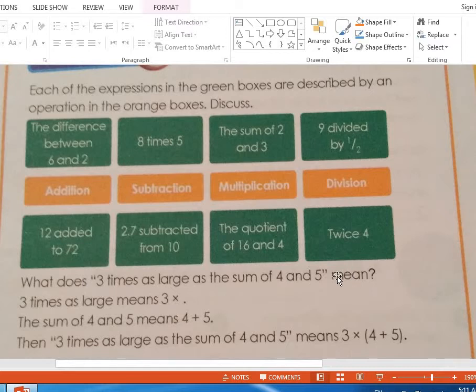Here I have 3 times. 3 times means 3 multiply. As large as the sum. The sum means what? Plus. 4 plus 5. So, 3 times as large as the sum of 4 and 5 means 3 times the sum of 4 and 5, but don't forget to put them in brackets.